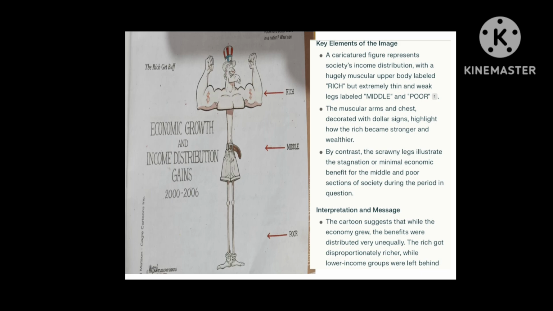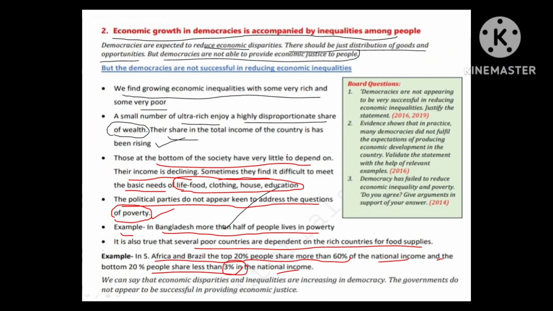The political parties do not appear keen to address these issues, mainly poverty. They are not addressing them properly. That's why the ultra rich and ultra poor are increasing in society. For example, in Bangladesh more than half of the people are living below the poverty line. But in the first economics chapter, Bangladesh has a better human development index ranking than India in the table. It is also true that several poor countries depend upon rich countries for food supply. Most of the countries surrounding India, like Sri Lanka, Nepal, Bhutan, Pakistan and Afghanistan, mostly depend upon India for their basic needs.